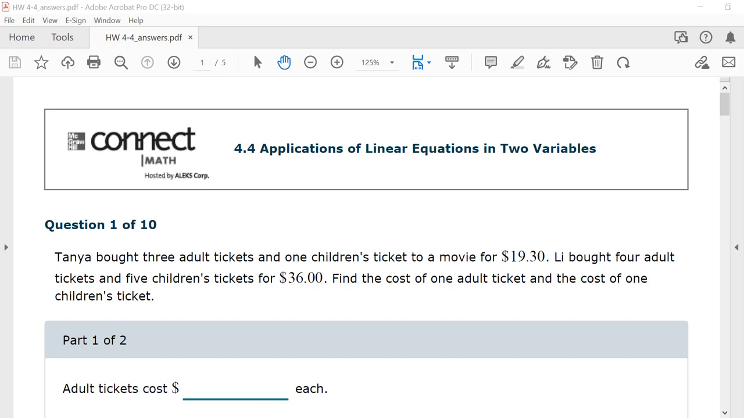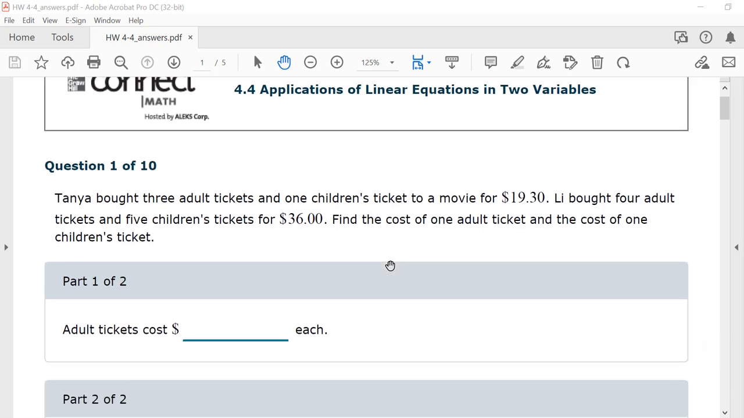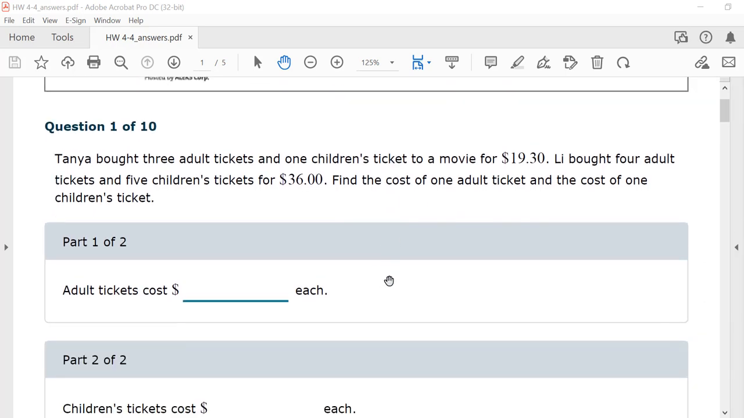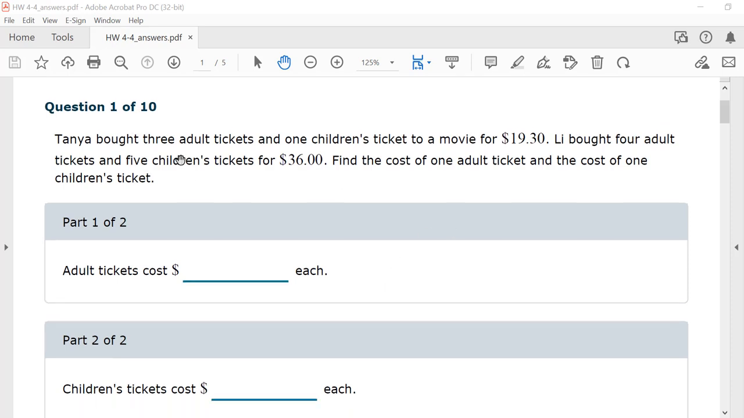We're going to go look at section 4.4, which is applications of linear equations in two variables. Question number 1, and it looks like these are all going to be word problems because they're applications.